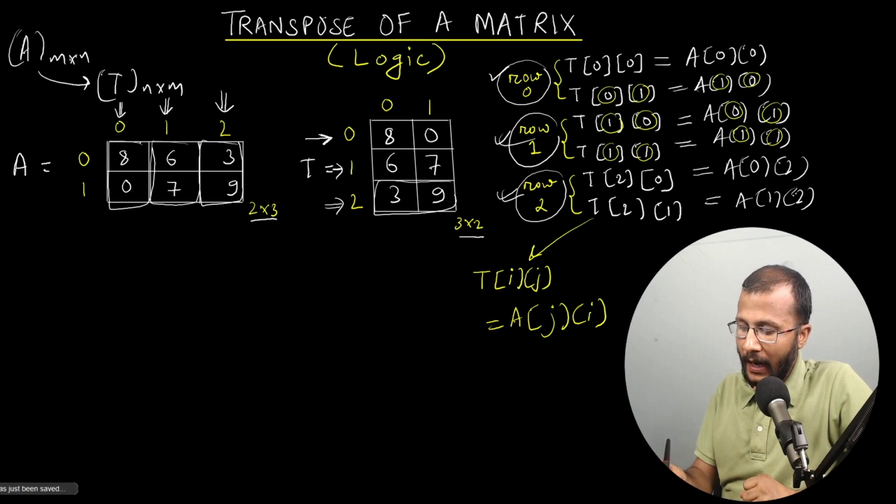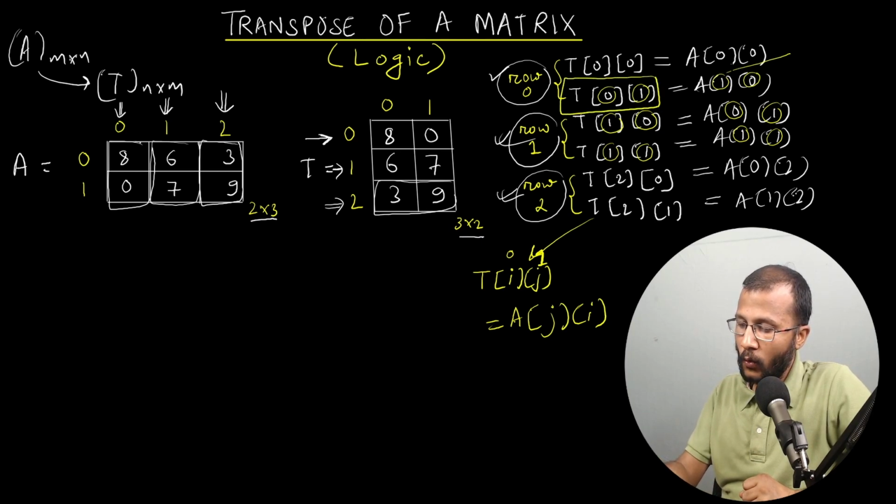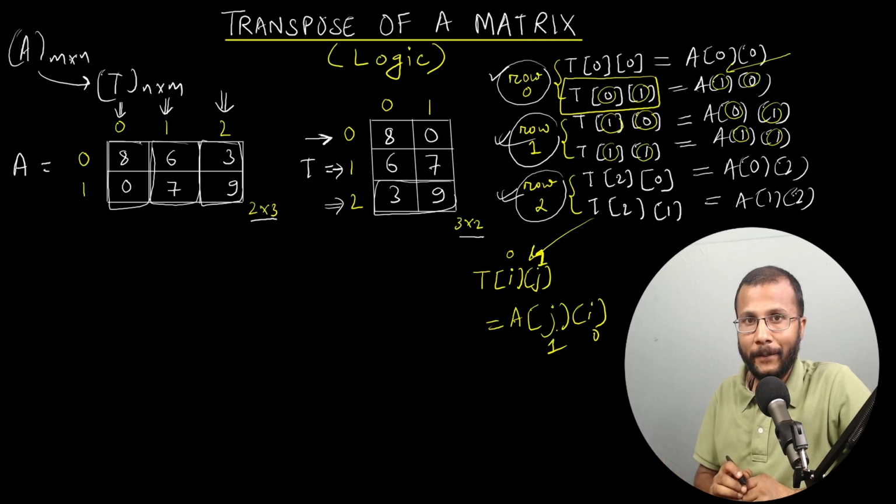Whenever I is 0 and J is 1, look at the row index of A: the row index of A is 1 and the column index is 0. So this becomes J and this becomes I. This is how you are copying. This is the main logic behind the transpose of a matrix. Now let's try to write code for this.